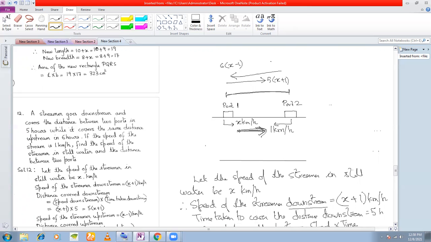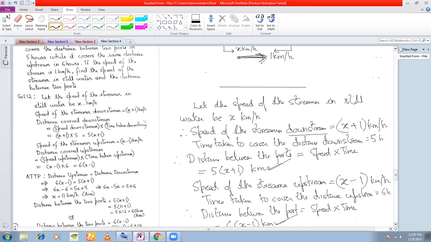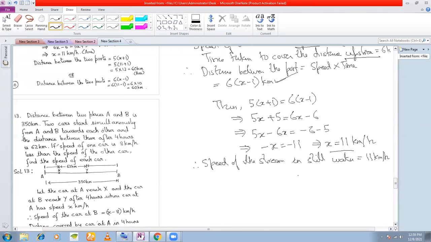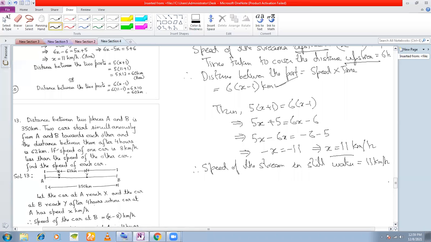Suppose the stream was not flowing, if it was still, then we have taken the speed of the streamer to be x kilometer per hour. But because it is flowing, now the question is which direction. Once you know the direction, you will go with the flow or against the flow, isn't it? So that is why we have two cases here. One is downstream and the other is upstream. Downstream and upstream, we found the two distances and then we equated them. The speed of the streamer in still water, we have got 11 km per hour. That is as if the stream was not flowing, as if the water was still, as in a pond.